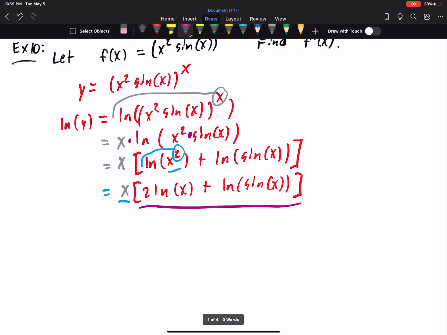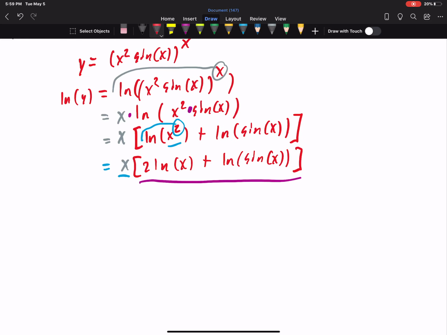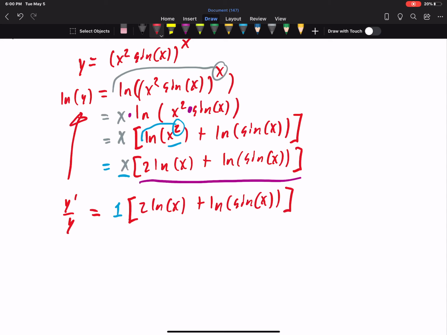So deriving both sides, we have y prime over y. Derive the x. So you get 1. Leave the thing in the box alone. So you have 2 natural log of x plus natural log of sine of x. And then you add on. You don't derive the first thing, so you leave it as an x. Then you derive the second thing.